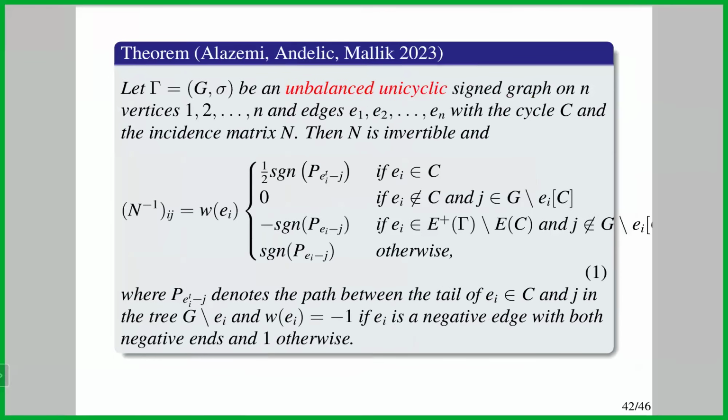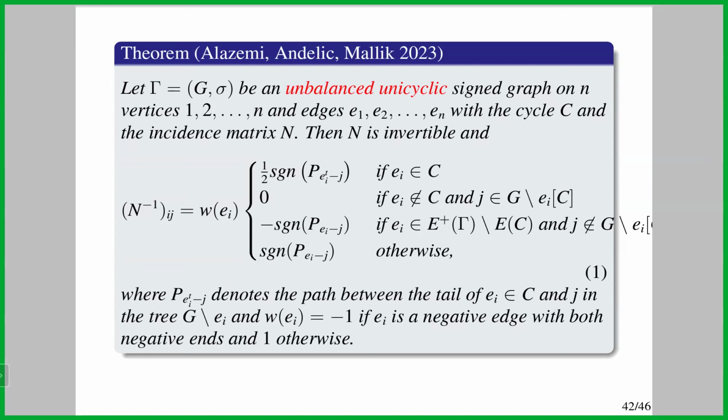But if you take different graph classes, so if you take an unbalanced unicyclic graph, then you can prove that the incidence matrix is going to be invertible and its entries have some combinatorial interpretation. And if you remember what you did for cycles before, unsigned cycles, it has a connection to that.